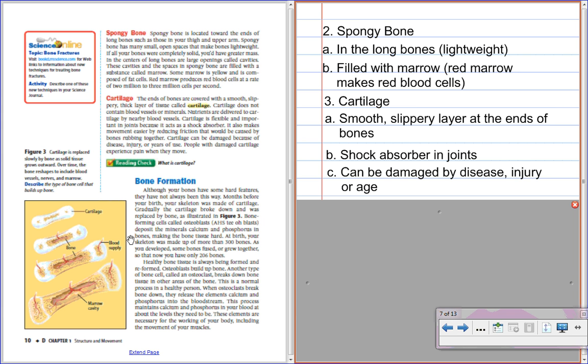At birth, your skeleton was made up of more than 300 bones. As you developed, some bones fused or grew together, so that you now have only 206 bones.